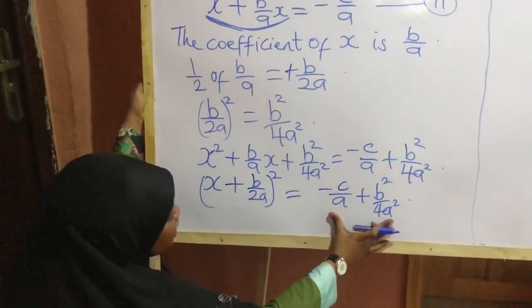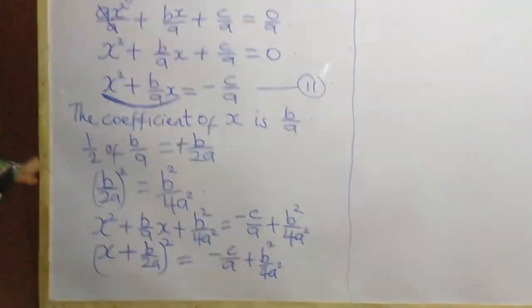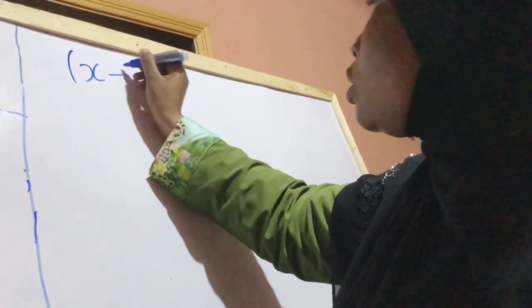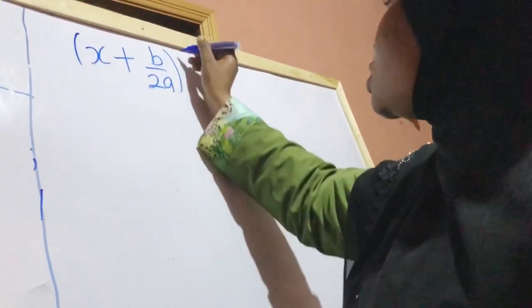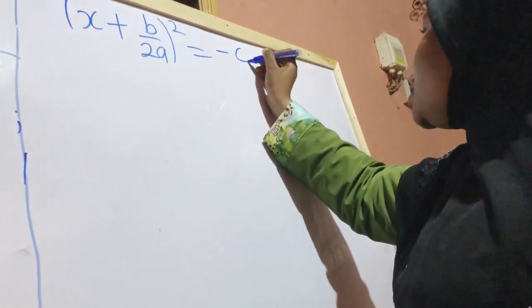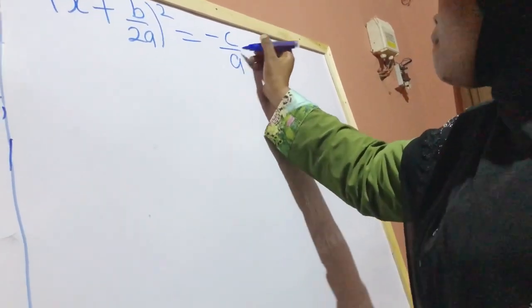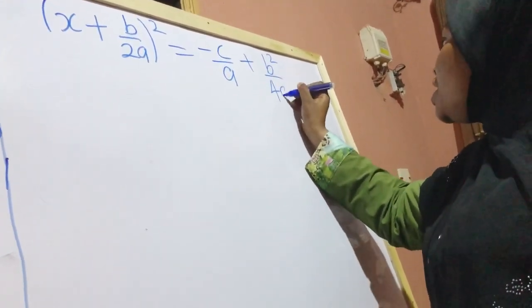Now let's simplify the expression: minus c over a plus b squared over 4a squared. x plus b over 2a, everything squared, is equal to minus c over a plus b squared over 4a squared.